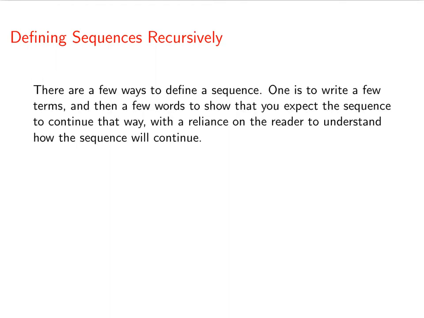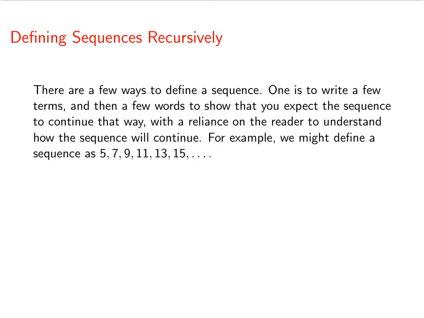One way is to just write a few terms and then write also a few words to describe what happens with the sequence. And then you rely on the reader to understand how that sequence is going to continue. For example, we might define a sequence like 5, 7, 9, 11, 13, 15. It's fairly obvious how this sequence is most likely going to continue.